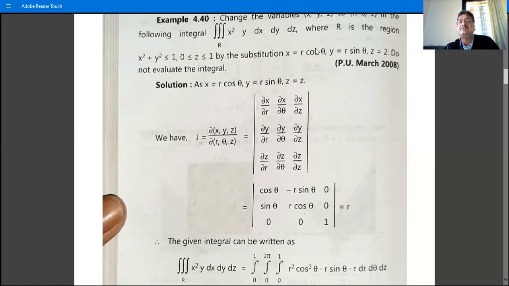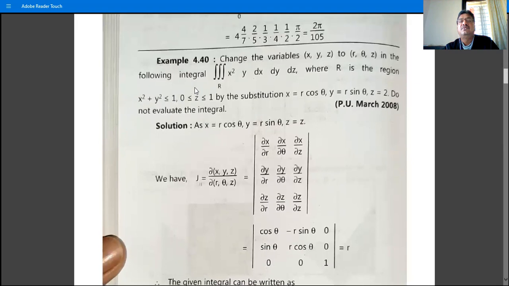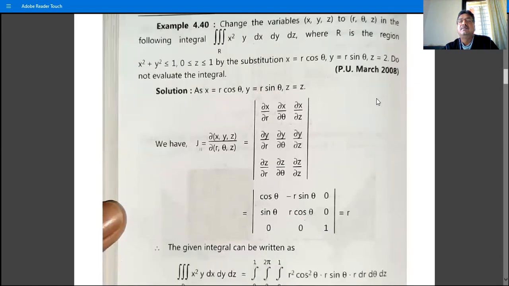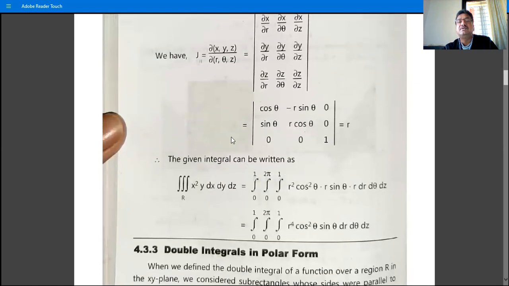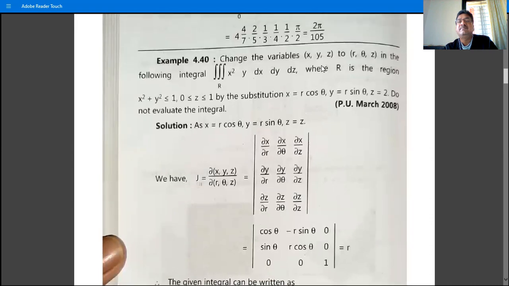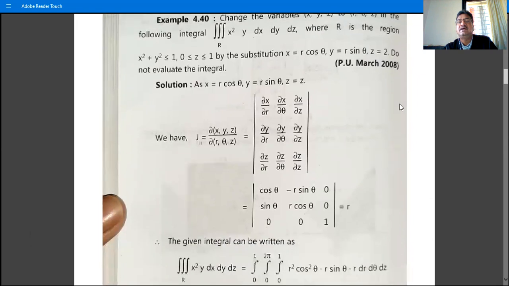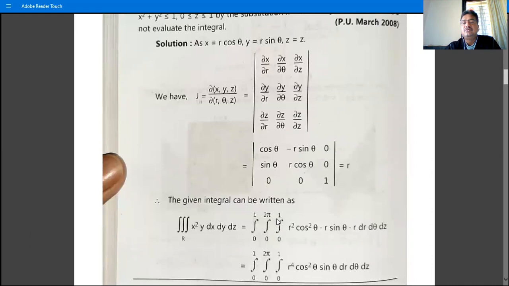If you substitute x as r cos theta, y as r sin theta, then r square cos square theta plus r square sin square theta is 1, and therefore r square in bracket cos square theta plus sin square theta is 1. R square is less than or equal to 1 means r is plus minus 1. So r runs from 0 to 1 because it is in the first quarter. In the first quarter, z is equal to z, the z axis. So r runs from 0 to 1.